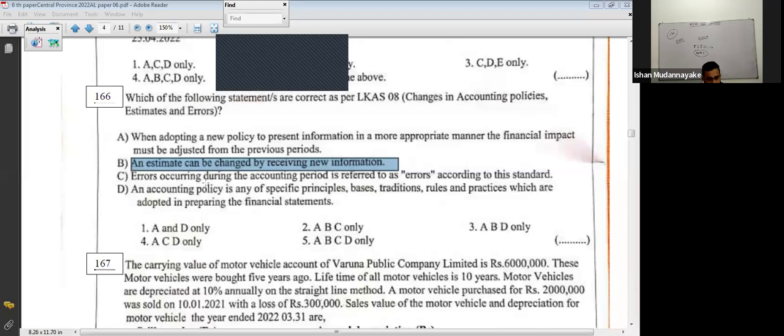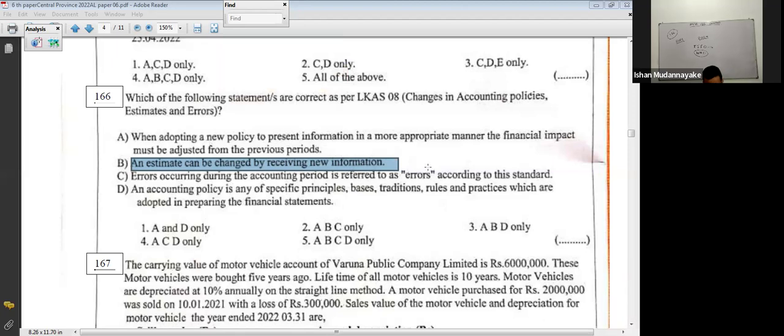Children, you cannot say it is only the current period. Errors occurring during the accounting period is referred to as errors. That is false.